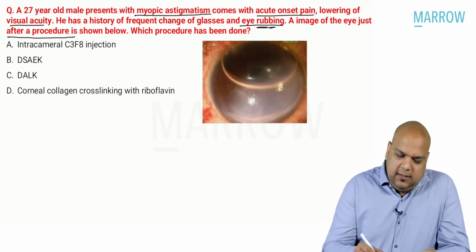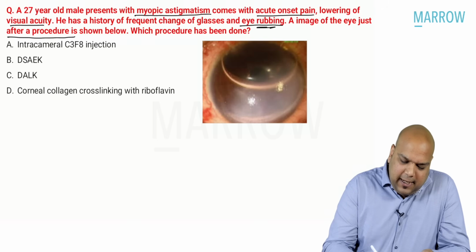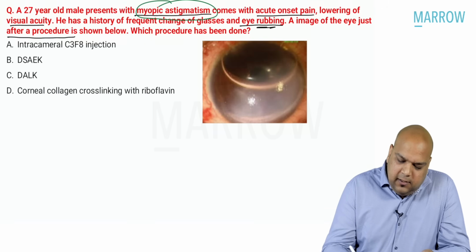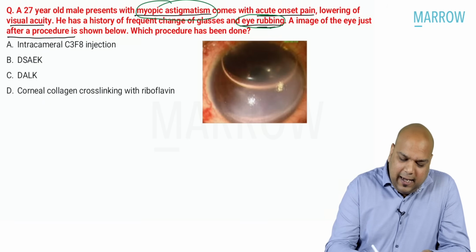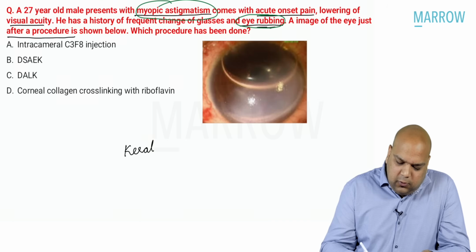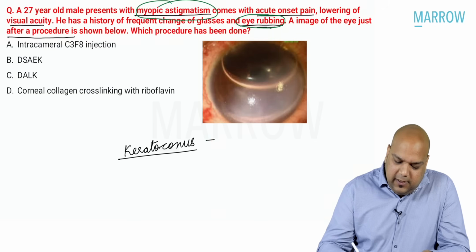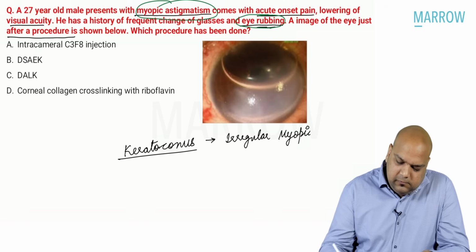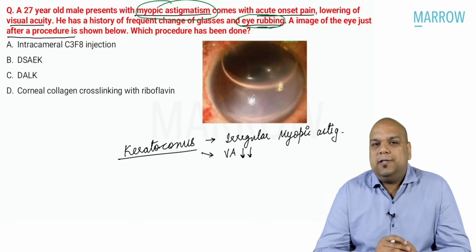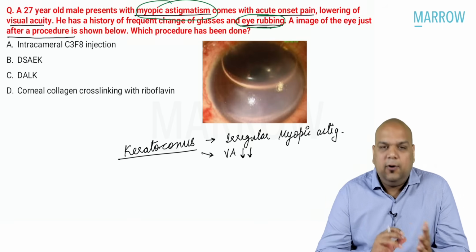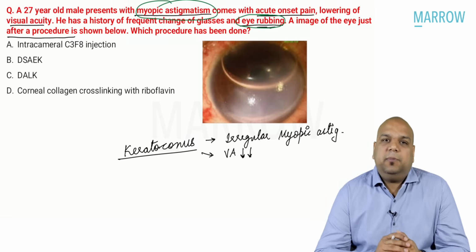Okay, so let's see. They have given the clues to us as myopic astigmatism, eye rubbing. We know eye rubbing can lead to keratoconus. We know keratoconus presents with irregular myopic astigmatism. We know keratoconus can lead to decreased visual acuity. But why acute onset pain? Why sudden lowering of visual acuity? And why has a procedure been performed?